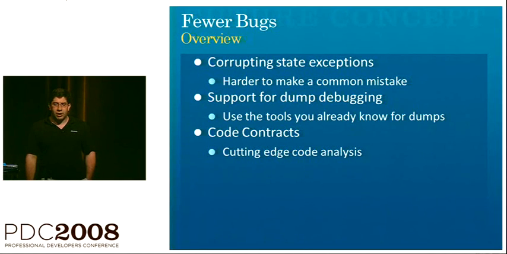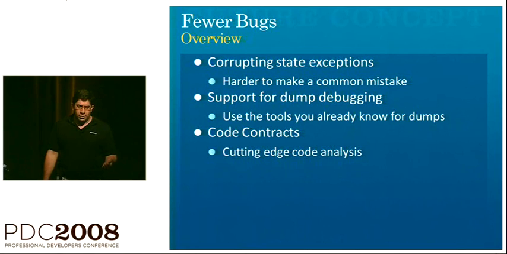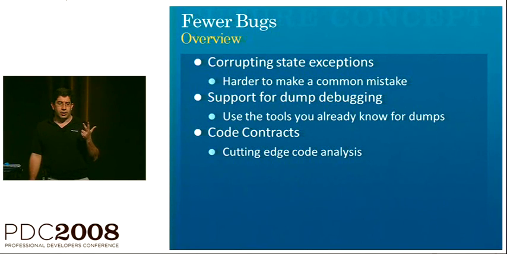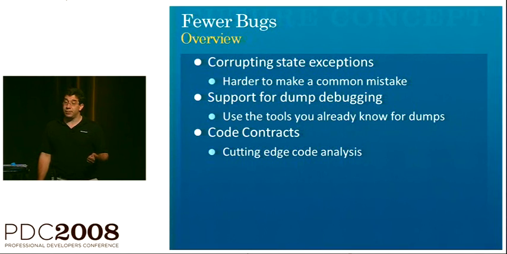The last thing I'm going to talk about is how we help you have fewer bugs. I'm going to talk about three things that we're doing here. The first one is corrupting state exceptions. I'm going to show you how we make it harder to make a common mistake. The next one is support for dump debugging. We're going to show you how to use the tools you already know and love for debugging your dumps. And finally, I'll talk about that code contracts work that I've mentioned a few times now. That's really cool cutting-edge code analysis.